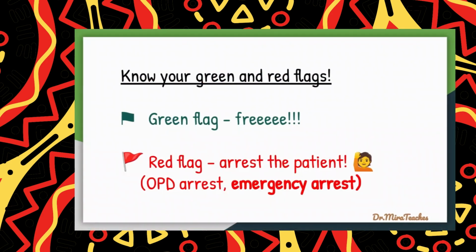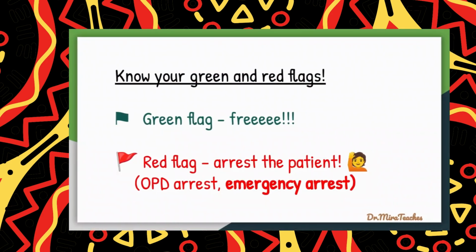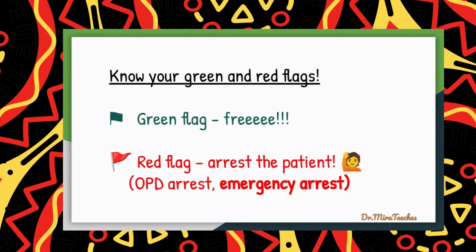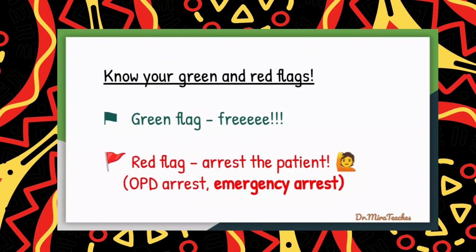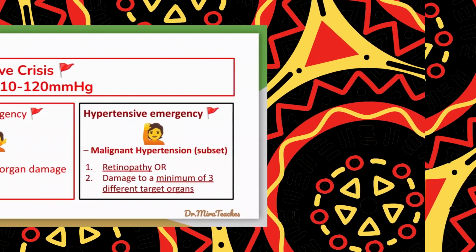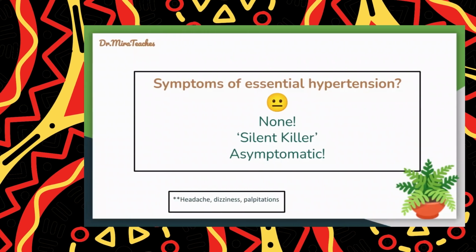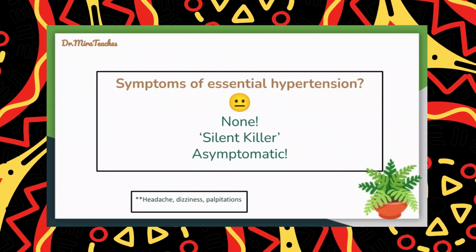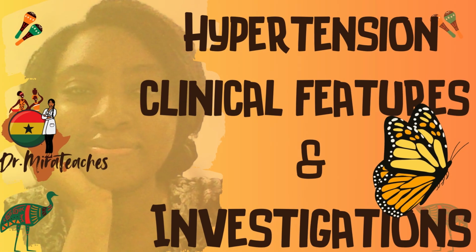But once the patient is a red flag, you need to arrest the patient. You stop the patient. You either conduct an OPD arrest or an emergency arrest. You send the patient to the ER. Remember, malignant hypertension is a subset of hypertension. When the person starts having headache, dizziness, blood fishing, then you are going towards the complications of hypertension.